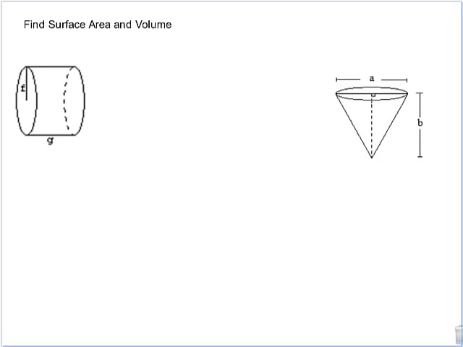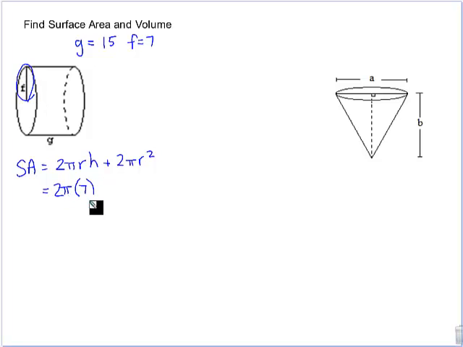For this first one, we're going to find the surface area and the volume of the cylinder. I'm going to tell you g here is 15 and f is 7. This is just a matter of plugging it into the formula correctly. The surface area of the cylinder is 2 pi rh plus 2 pi r squared. Our radius is f, so we have 2 pi, f is 7. Our height is g, which is 15, plus 2 pi, our radius is 7.